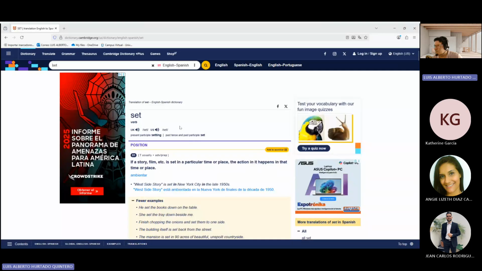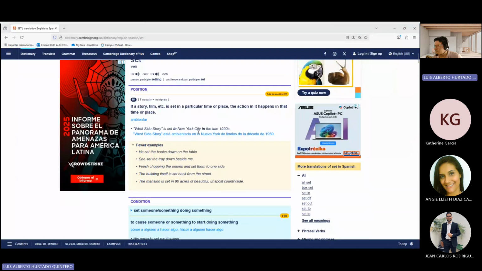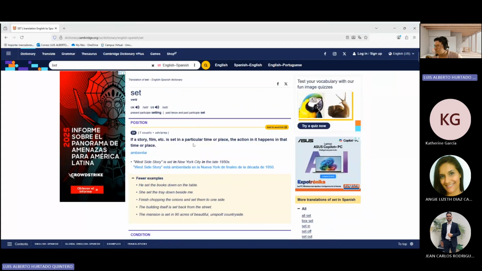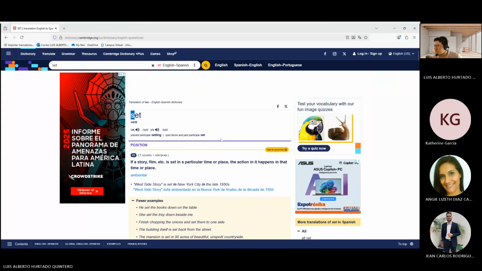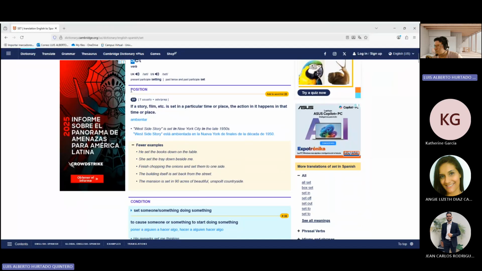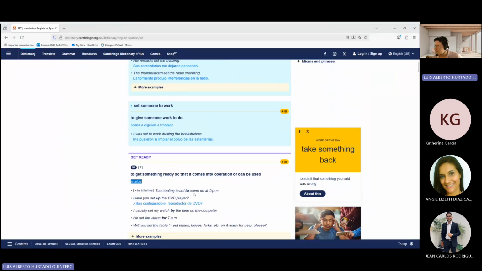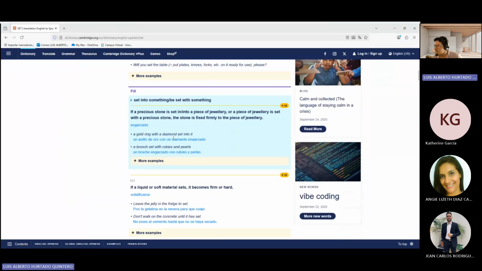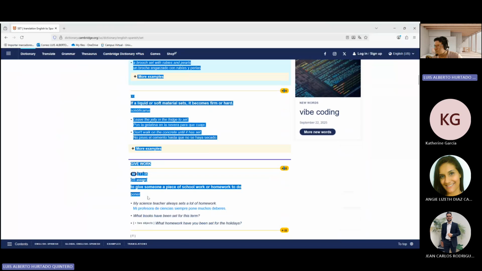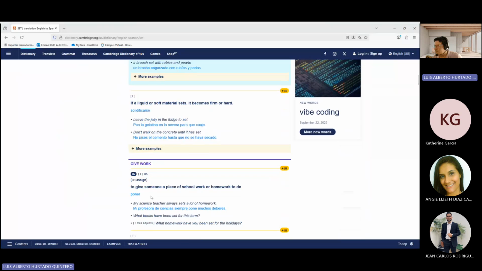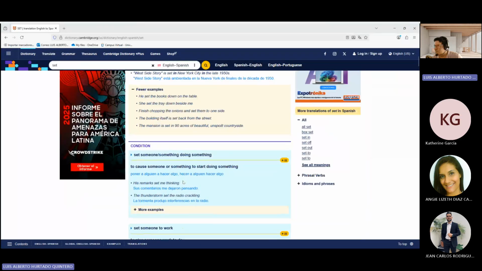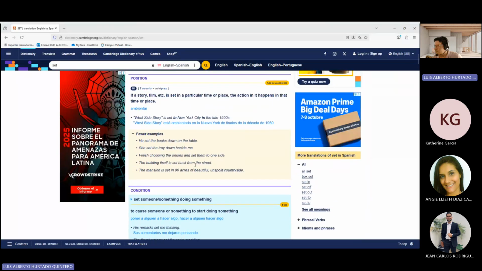Could you tell me if you are seeing the screen with the Cambridge Dictionary with the word set? Yes. All right. As I was mentioning, the word set has several meanings. In Spanish: in a position, ambientar; to get ready, ajustar; to fix or give a work, poner. As I mentioned, in the situation where the mother says it's dinner time and the boy says I set the table. You can find several examples of how to use it here in the dictionary.